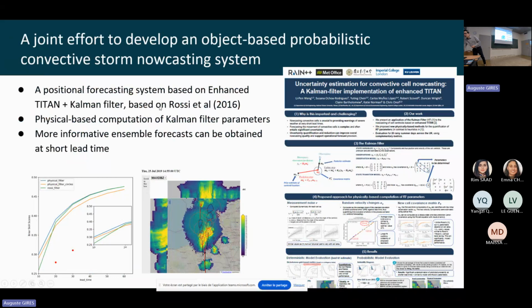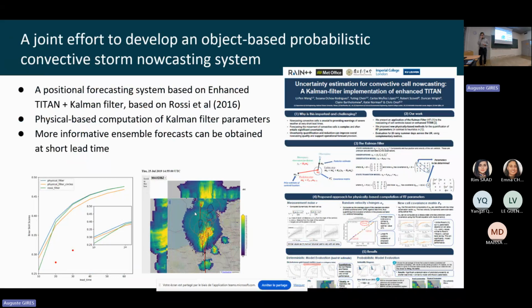And we further adopted the object-based nowcasting model proposed by ROSI in 2016. It's based on the Kalman filter. Basically, this method will try to identify convective cells, use current field time-stable data, and then based on their tracks, you can extrapolate the potential movement of your rain cell.